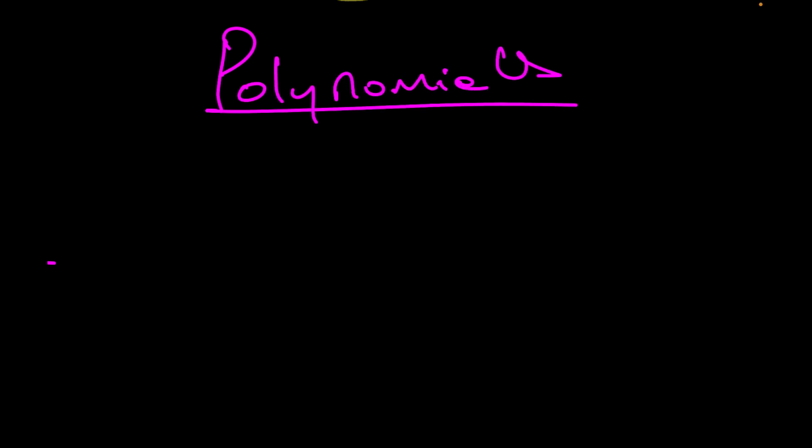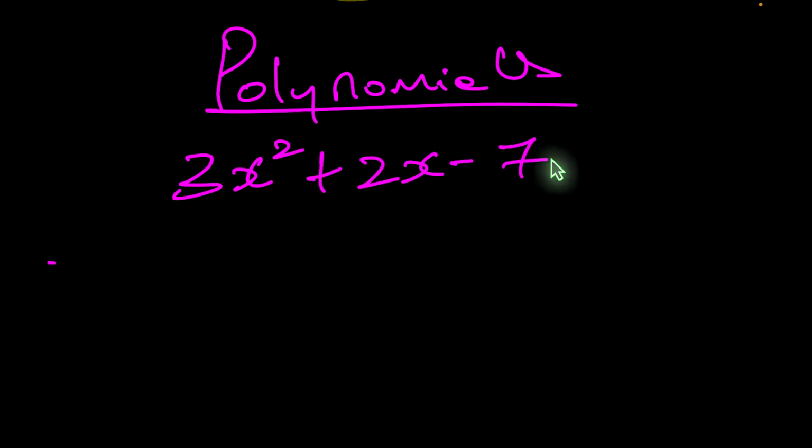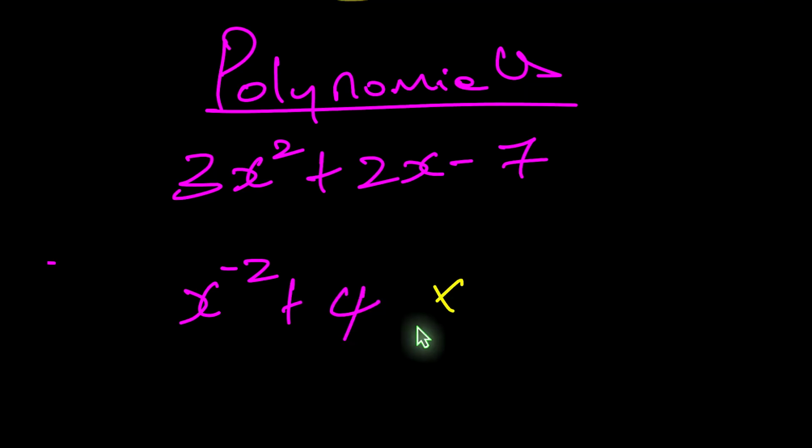We have this next one here called polynomials. And a polynomial is simply an expression that is made of terms with variables raised to whole number powers. So let me show you what that looks like now. If we have, say, 3x squared plus 2x minus 7, that's an example of a polynomial. If we have, let's say, x to the power of negative 2 plus 4, in this instance, that's not an example because we don't want to use any negative exponents in our polynomials.